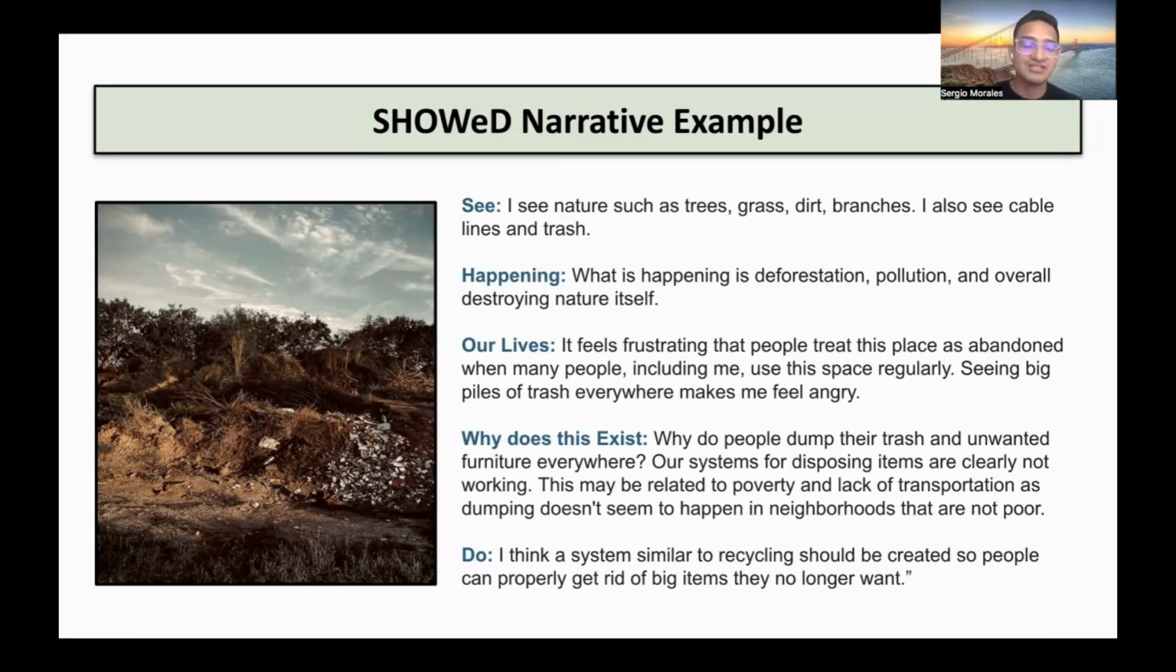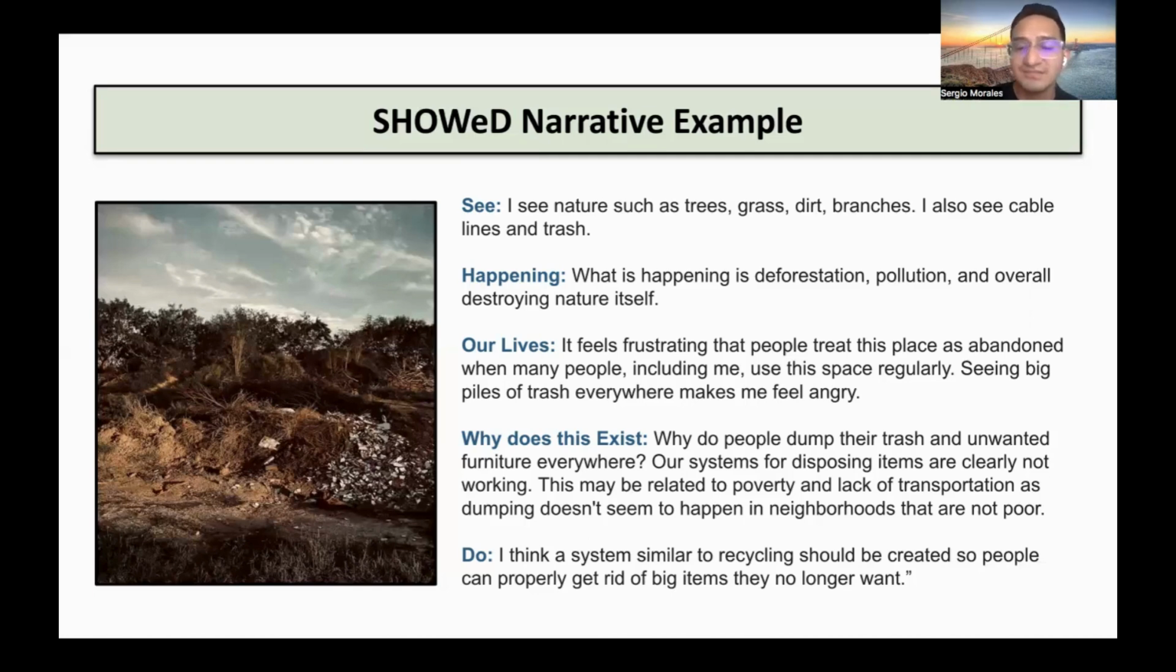And then she relates what is happening in the picture to her own life. She talks about how she uses the space, and seeing all this trash around makes her feel angry because this is a space she cares about. It makes her angry that a lot of people are not treating the space well. So this is why she feels this certain way, and this is how she relates this picture to her own life and why this is important to her.